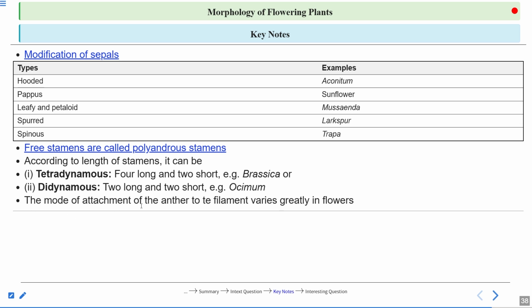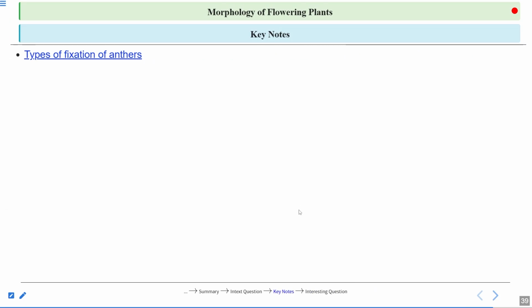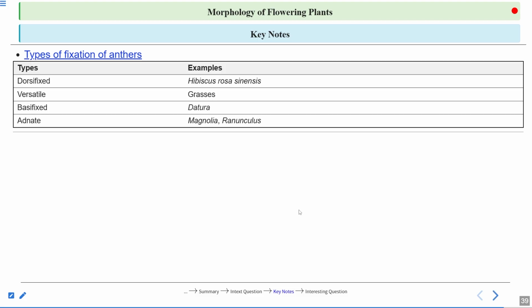The mode of attachment of the anther to the filament varies greatly in flowers. Types of fixation of anthers: dorsifixed, Hibiscus rosa-sinensis; versatile, grasses; basifixed, datura; adnate, magnolia and ranunculus. These are the types of how the anthers are attached to the filament. So these are the types and these are the examples.